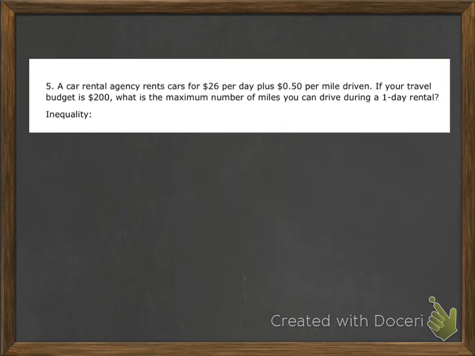And then number 5, a car rental agency rents a car for $26 per day. Remember, we learned that per means multiplication, and then per day, plus 50 cents per mile. So here we have 2 multiplications. So we're going to have to decide which one we are using in our problem. It says if your travel budget is, remember, is means equals, 200. What is the maximum? This is going to tell us our inequality sign. Number of miles you can drive during a 1-day rental.